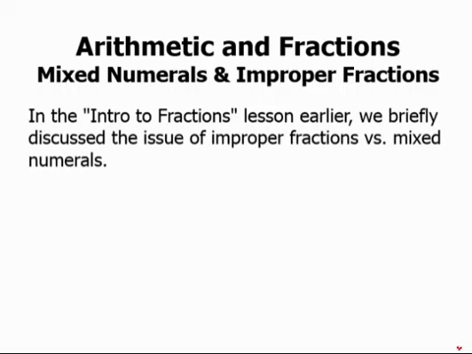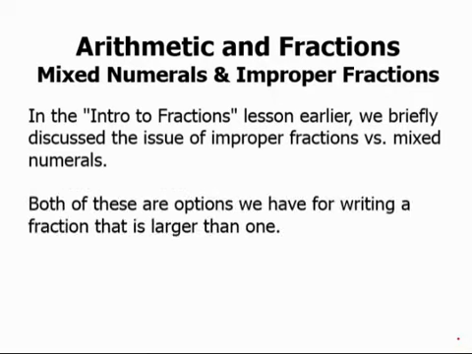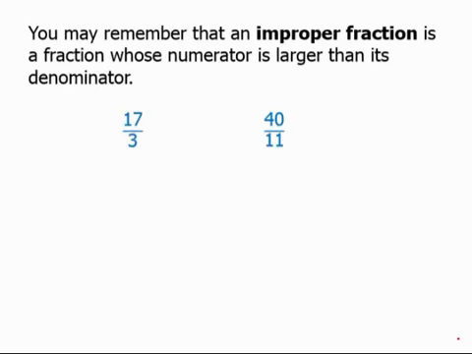Mixed numerals and improper fractions. In the Intro to Fractions lesson earlier, we briefly discussed the issue of improper fractions versus mixed numerals. Both of these are options we have for writing a fraction that is larger than 1. You may remember that an improper fraction is a fraction whose numerator is larger than its denominator. So for example, 17 over 3 or 40 over 11.